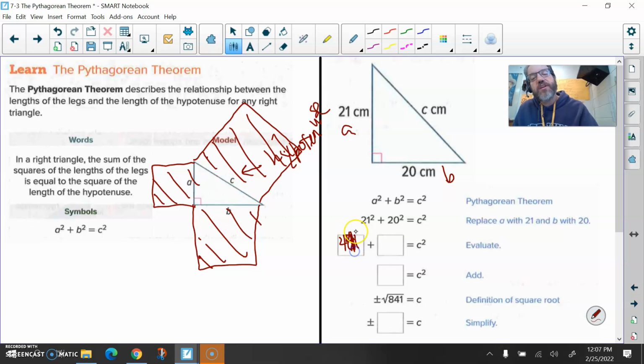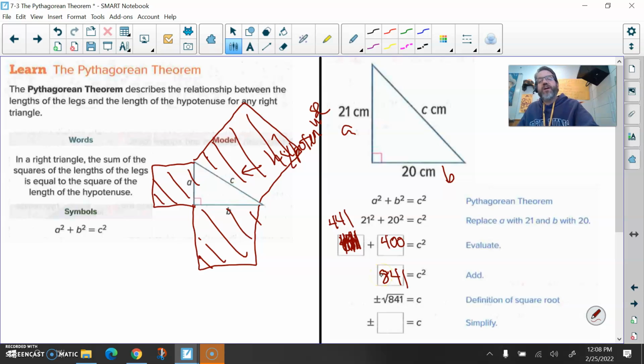441. Some of you were probably freaking out this whole time saying, "Oh, Mr. Wyatt, that's not right." So this is 441. Let me rewrite it here. Sorry about that. And then 20 squared is 400. 20 times 20 is 400. And then we add these together, and we get 841 equals c squared. So whatever the length of side C is, when you take it times itself, it equals 841.